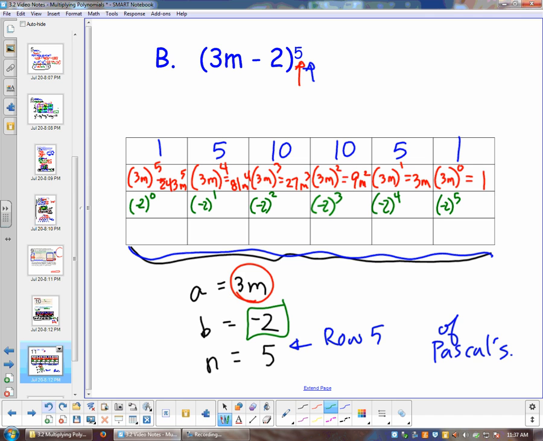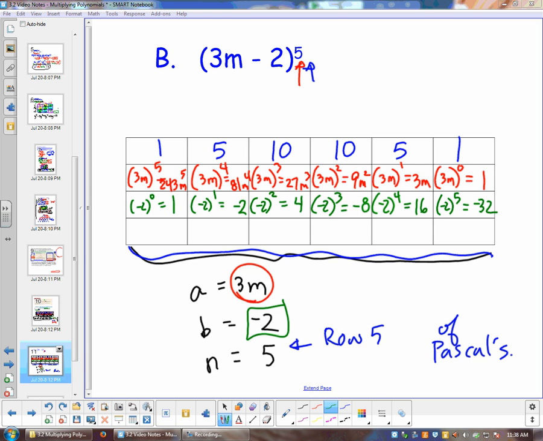And so let's simplify each of these. That was a negative 2 raised to the 0. Anything raised to the 0 is just 1. Negative 2 to the 1st is a negative 2. Negative 2 times negative 2 is a positive 4. Negative 2 times negative 2 times negative 2 is a negative 8. And negative 2 raised to the 4th is going to be a positive 16. And negative 2 raised to the 5th is going to be a negative 32. Notice that these went positive, negative, positive, negative, positive, negative. And they always will when you take a negative number to various increasing powers.